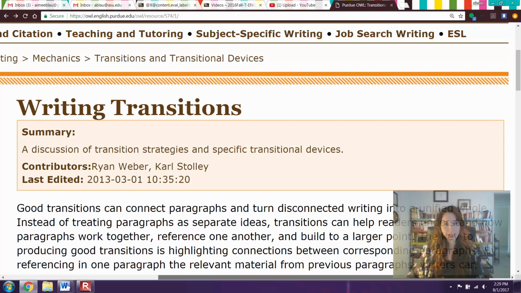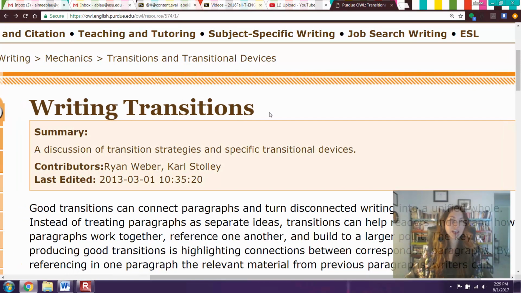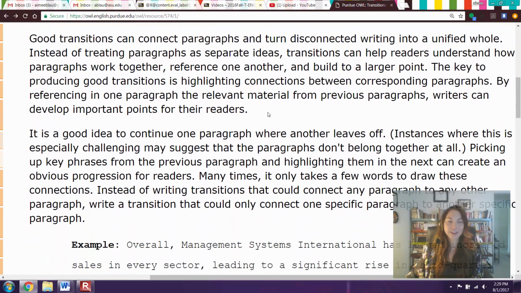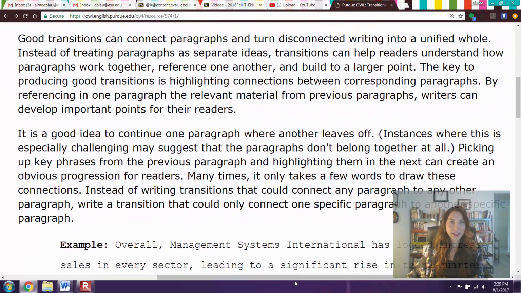Okay. So this is the writing transitions handout, and I'm just going to read you what it says, because if I tell you to read this on your own, I don't know if you really will. And like I said, this is the best way to transform your writing. So transitions are necessary because they unify your writing. They turn individual sentences and individual paragraphs into cohesive and unified writing, and everything makes sense and it builds.